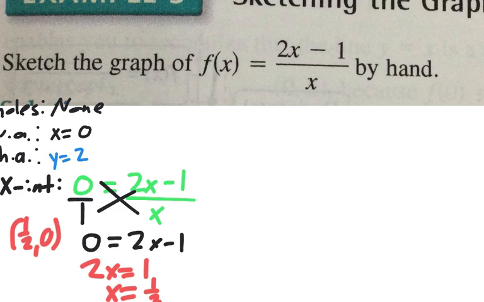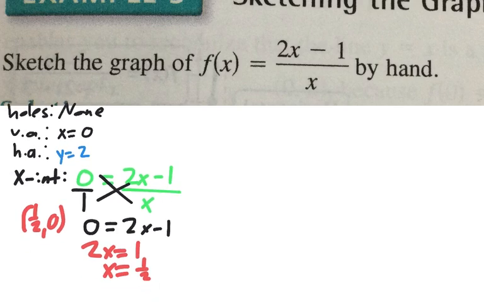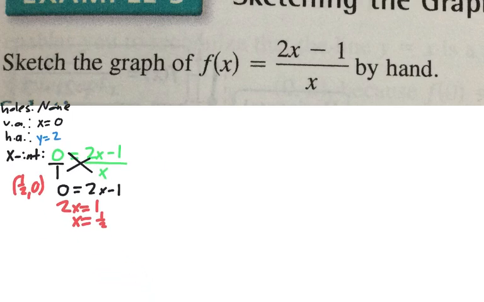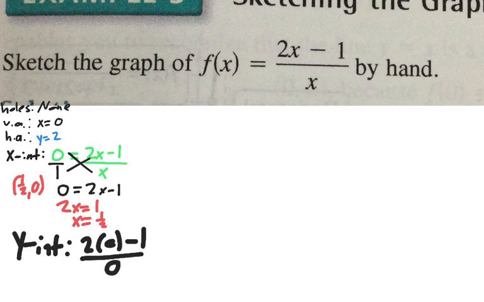Next thing I'm looking for, the y-intercept. So y-intercept happens when x is 0. Okay, well, so what's going to happen here? 2 times 0 minus 1 over 0. Well, now I have a divide by 0 error. Right? So that means there is no y-intercept.